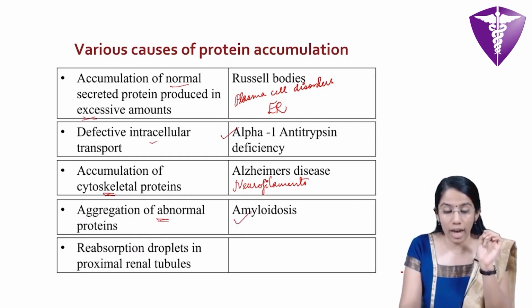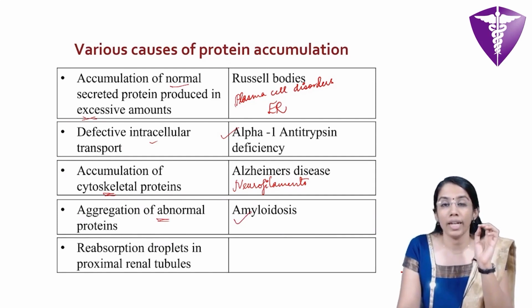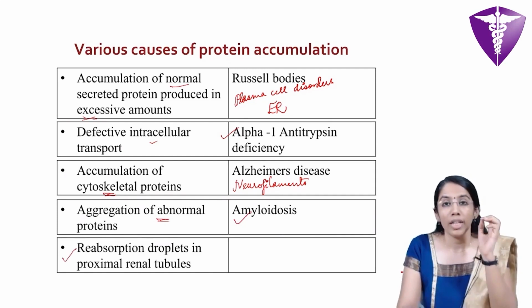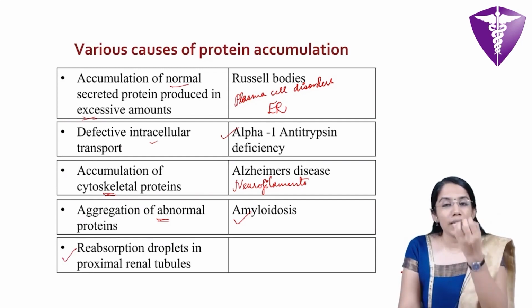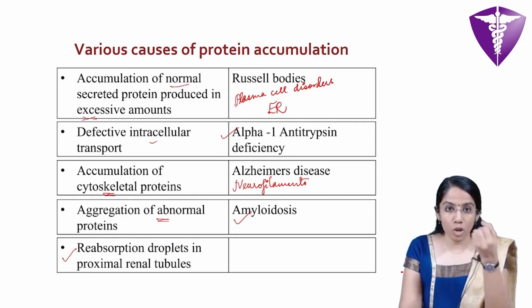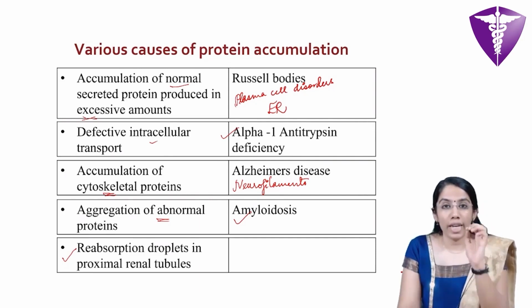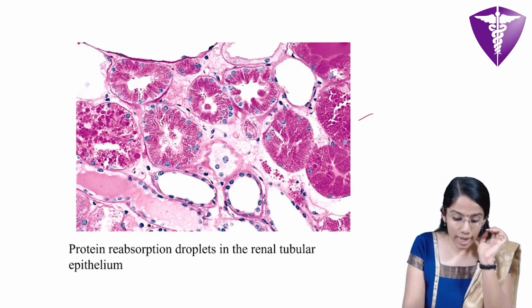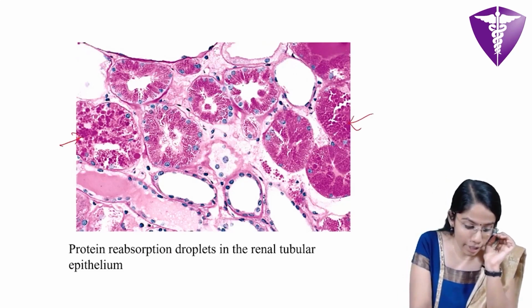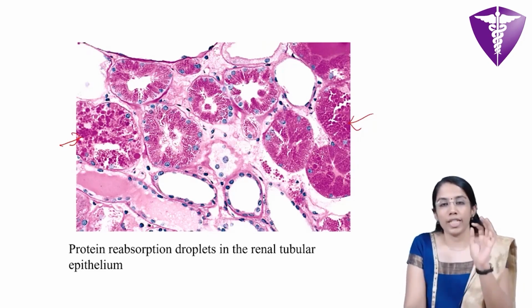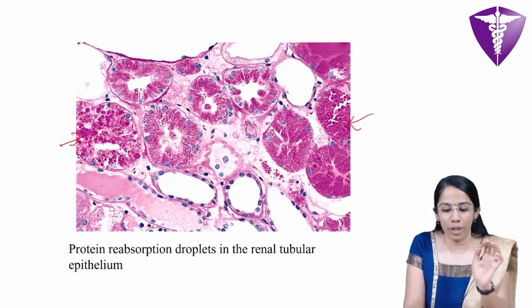This occurs in amyloidosis. And finally, there is also heavy proteinuria. In heavy proteinuria, what happens is in the glomerular apparatus, there occurs reabsorption of droplets in the proximal renal tubules, which are seen as rounded pink hyaline droplets. So this is also an example of accumulation of proteins.